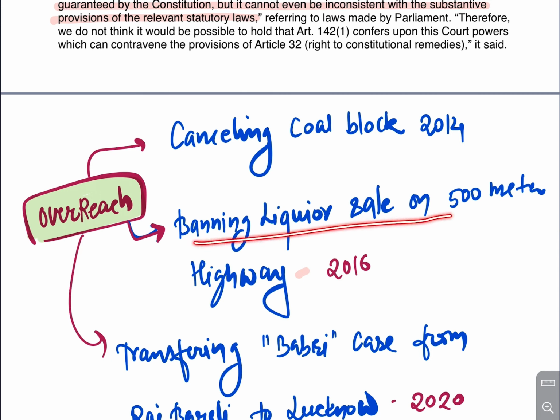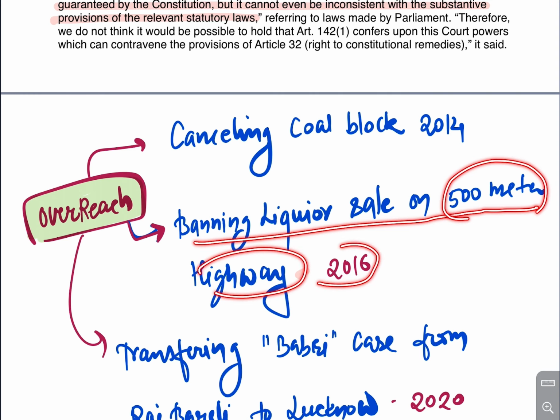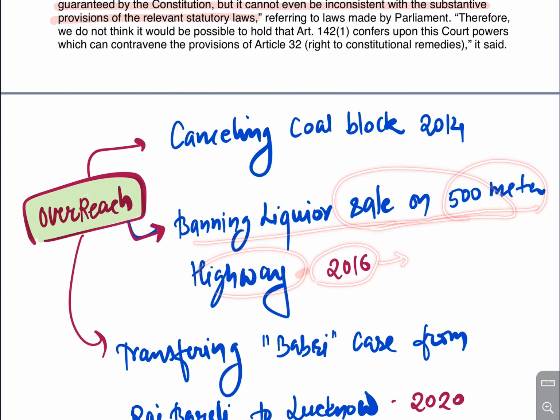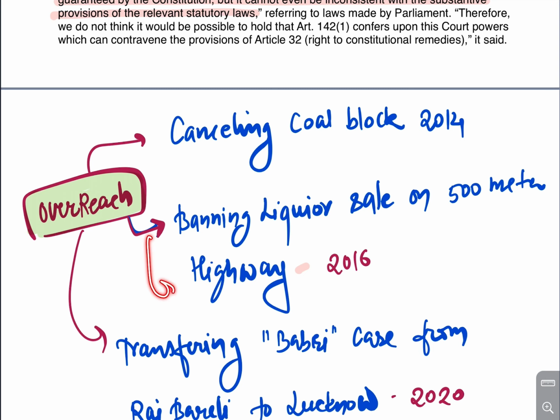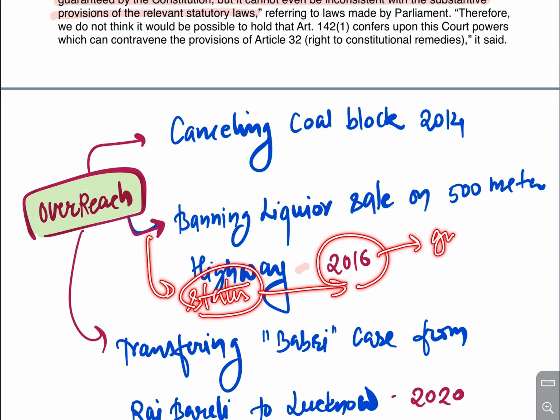Again, banning liquor sale within 500 meters of highways. There was already a law that banned the sale of liquor on highways, but the Supreme Court went further and put a limit of 500 meters around the highways. This affected the liquor industry and the people working in the hotels, right? And the whole infrastructure had to be brought down because of this judgment. Also, the Supreme Court issued directions to the states to implement the guidelines given by the Supreme Court.